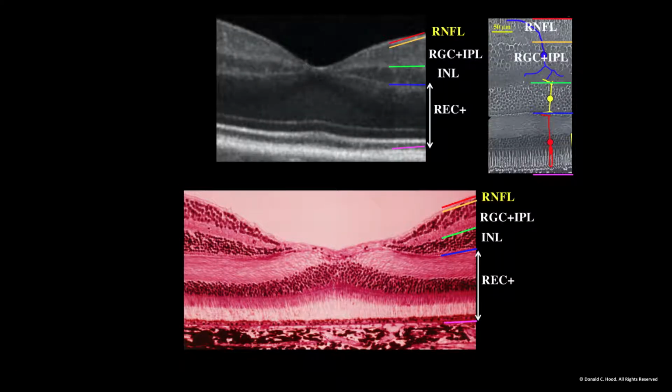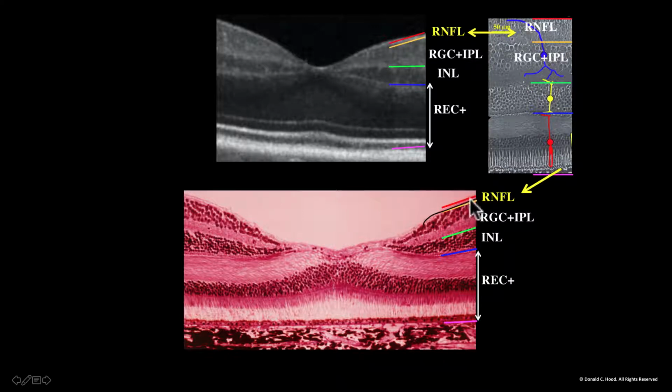So on the top we have the OCT, on the bottom we have the histology. So first of all, take a look at the retinal nerve fiber layer here. Here it is down here in histology, and here it is on the electron micrograph. It's made up of axons from individual cells. I show an example of one axon.